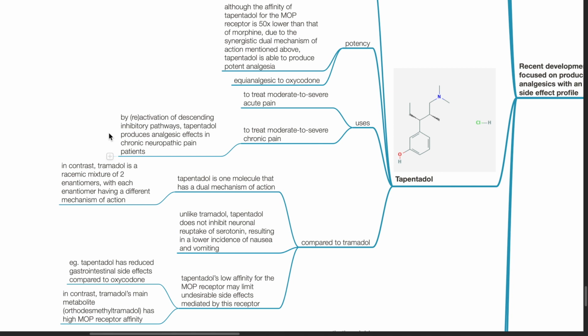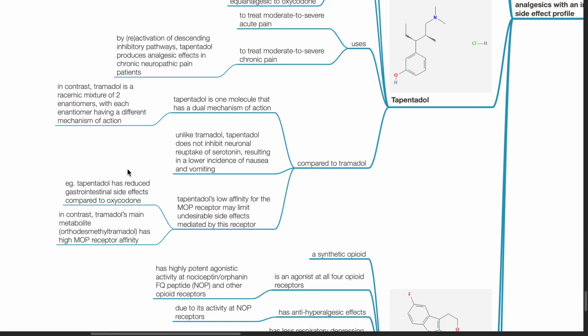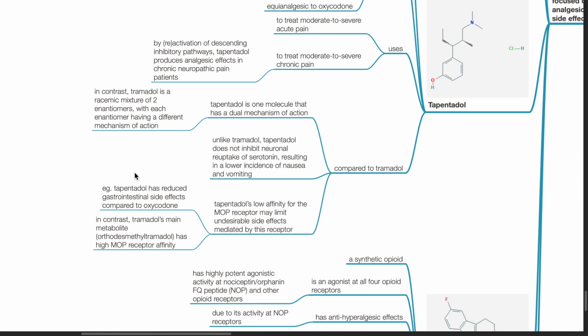By reactivation of descending inhibitory pathways, tapentadol produces analgesic effects in chronic neuropathic pain patients. Compared to tramadol, tapentadol is one molecule that has a dual mechanism of action. In contrast, tramadol is a racemic mixture of two enantiomers, with each enantiomer having a different mechanism of action.